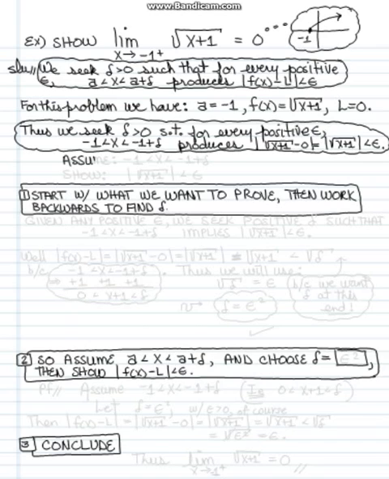Let's make the assumption that negative 1 is less than x is less than negative 1 plus delta and show the absolute value of the square root of x plus 1 is less than epsilon. Step 1, we're going to start with what we want to prove and then work backwards to find delta like we've been doing. Given any positive epsilon, we seek positive delta such that negative 1 less than x less than negative 1 plus delta implies the absolute value of our function square root of x plus 1 minus 0, the limit, is less than epsilon.